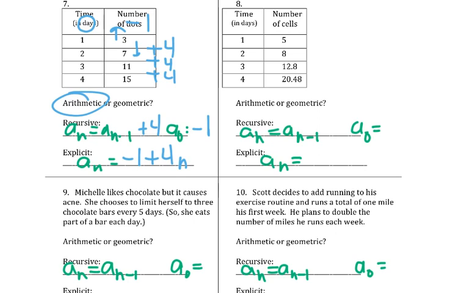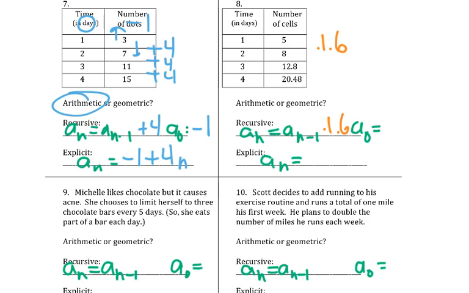Number 8, 5, 8, 12.8, 20.48. This one's kind of a little bit tougher. The easiest way you can do is to take 8, because I know it's not adding by 3 because we have decimals. So it's probably geometric. So if I go 8 divided by 5, I get 1.6. So if I go 8 times 1.6, that gives me 12.8. So I'm multiplying by 1.6.